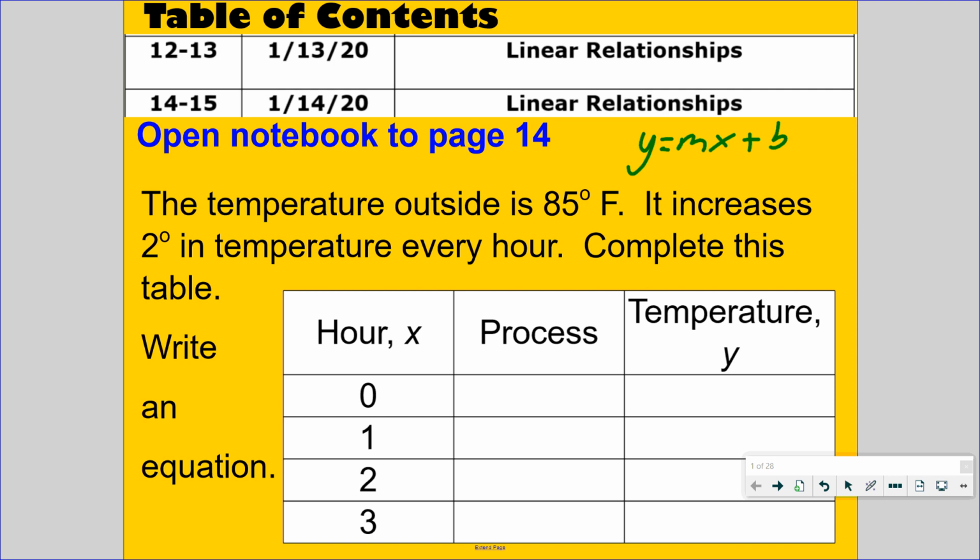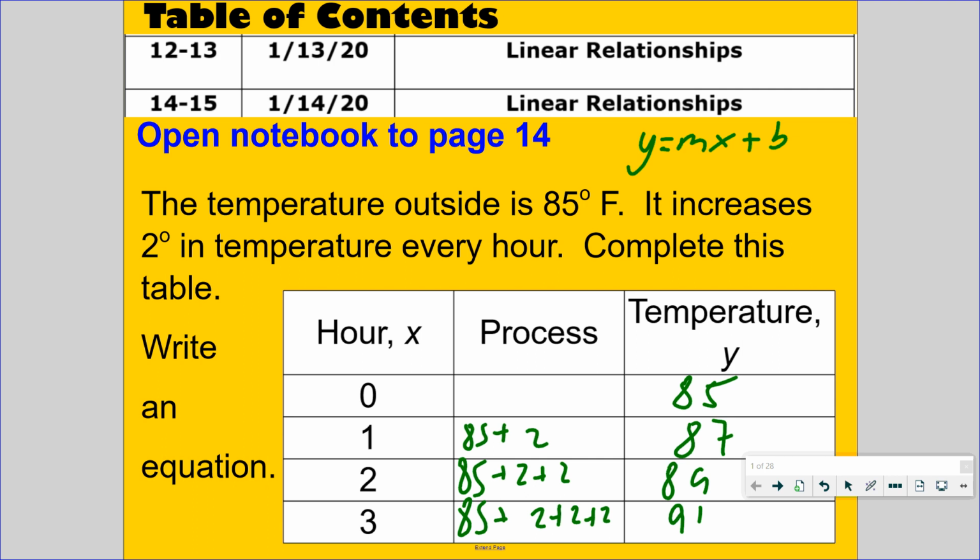Complete this table. In 0 hours, the temperature is 85 degrees. In 1 hour, it starts at 85 but increases by 2, so now it's 87. In 2 hours, it increases 2 degrees each hour, so now it's 89. So it's 85 degrees, it increases 2 degrees first hour, 2 degrees second hour, 2 degrees third hour, so 85 plus 2 plus 2 plus 2, it's 91.